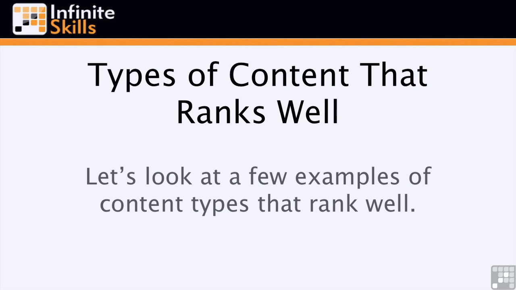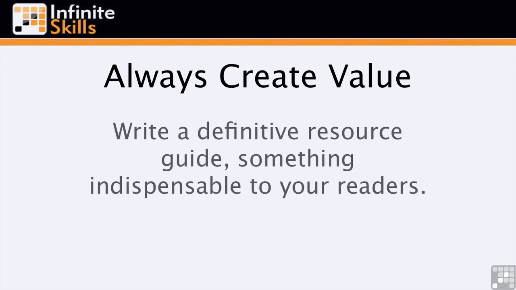So let's look at a few examples of content types that typically rank very well. The first one is to just always create value. Content that tends to rank very well is incredibly valuable to the audience. For example, you can write a definitive resource guide, something indispensable to your readers. Anytime you're creating content that you know they really want, if you create that for them and post it to your blog or your site, they're going to be really happy with you and they're going to be very likely to share it. You're going to attract links. So creating value should always be at the top of your list.